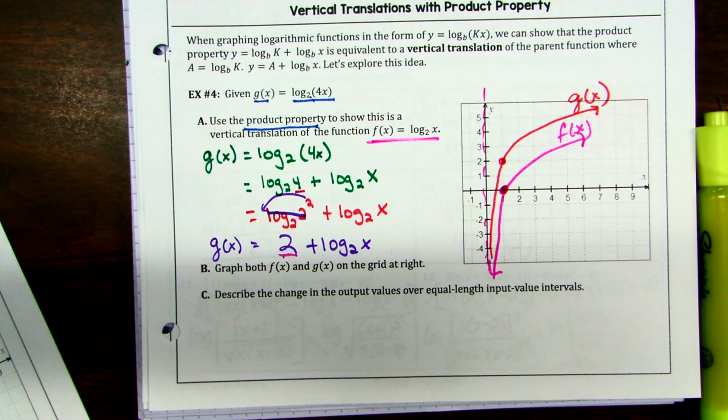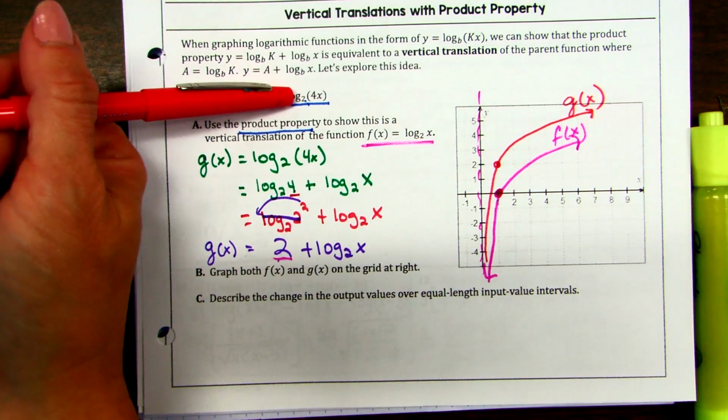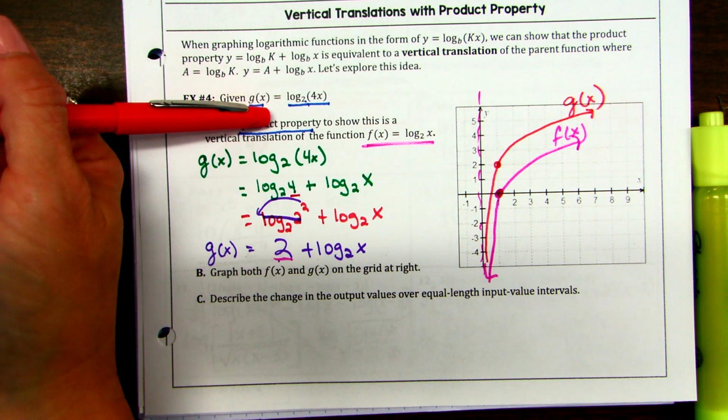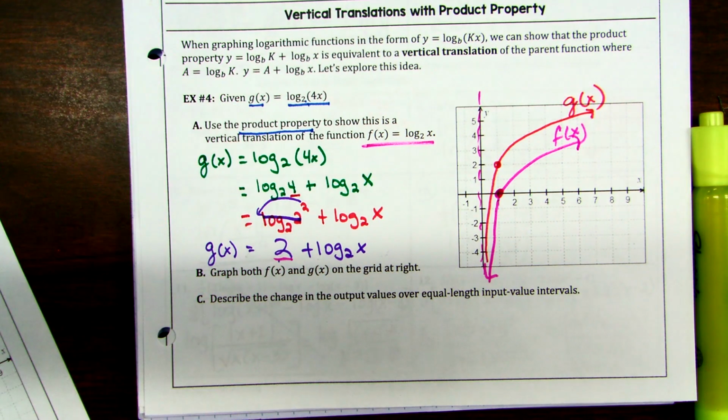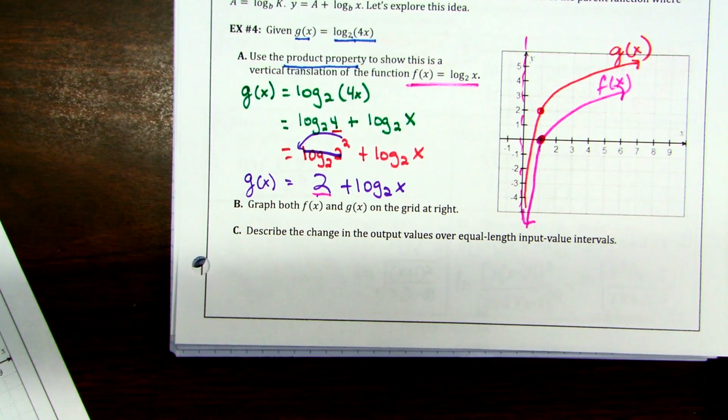So using our product property, it was a really easy way of being able to graph something. Whereas anytime you have a dilation, if you're doing it by hand, it's a lot of work. You have to multiply x's or y's by a value, okay? So it's a lot more work than that.